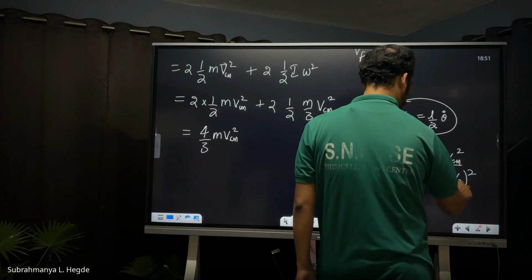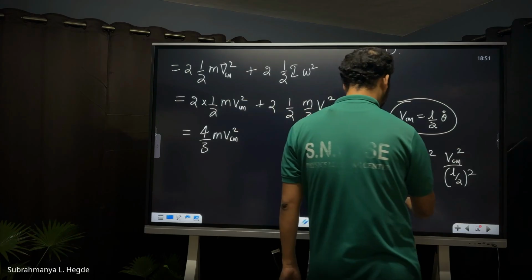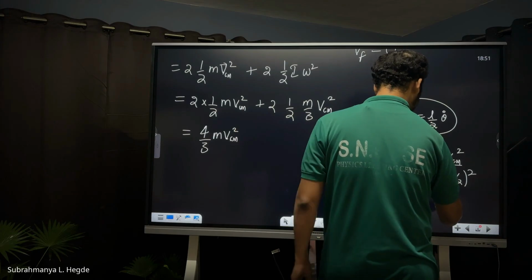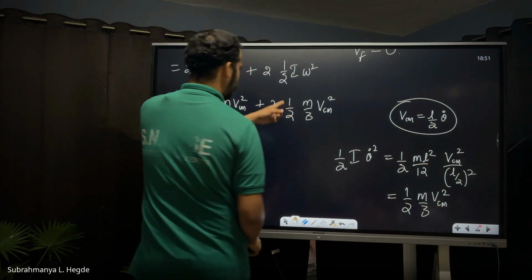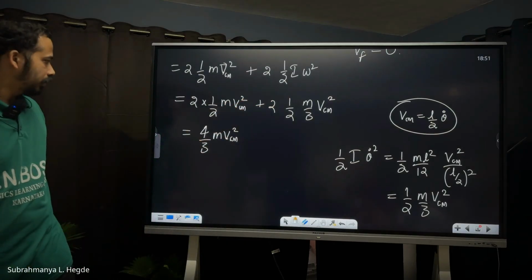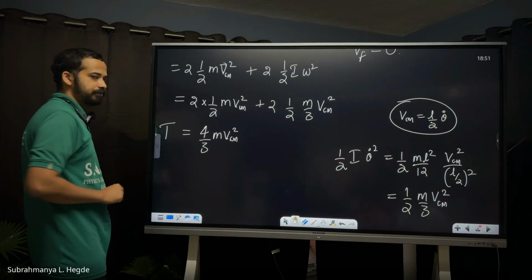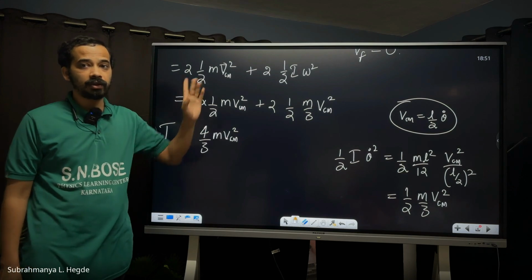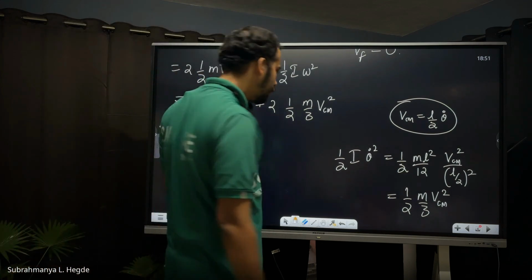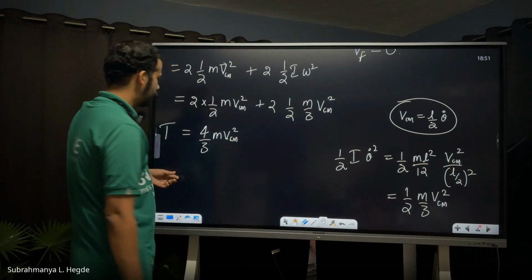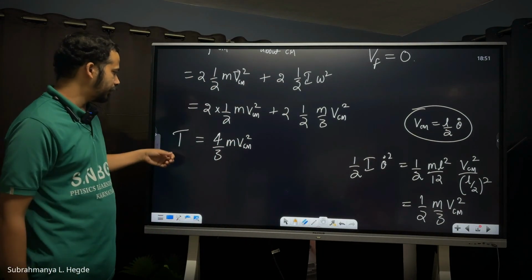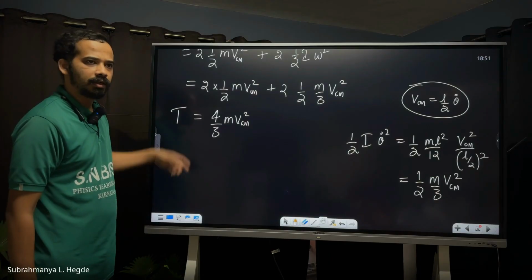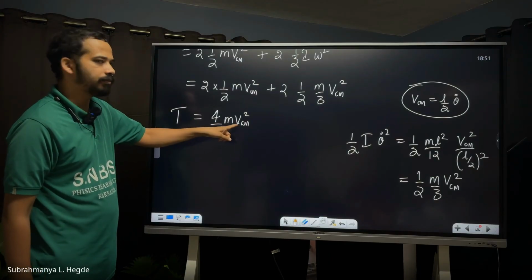What is this one? 4 here, 4 3s are 12. Half of m into 1 by 3rd of VCM square. Half of m by 3 VCM square. Somehow your kinetic energy is purely in terms of the speed of the center of mass, not the speed of the hinge. Now I will equate them: initial potential energy is equal to my final kinetic energy, and I will find VCM.